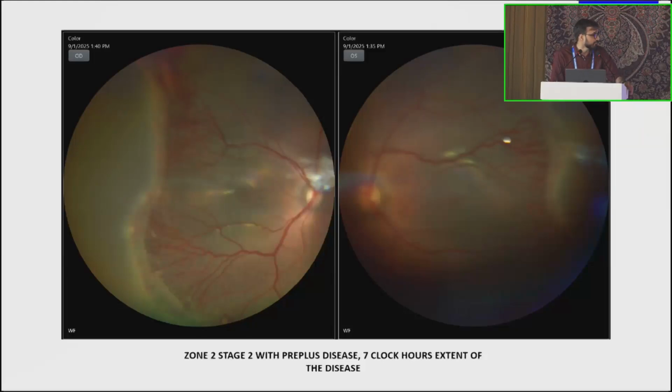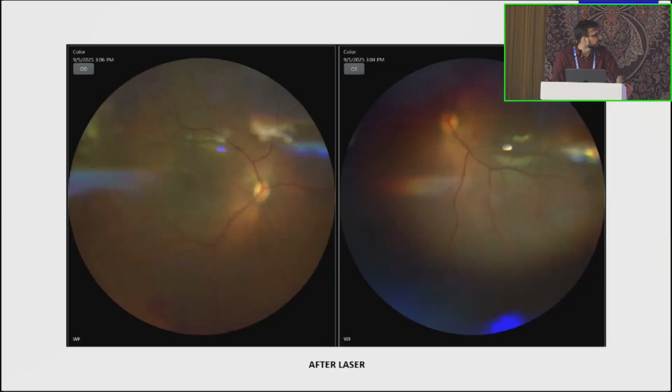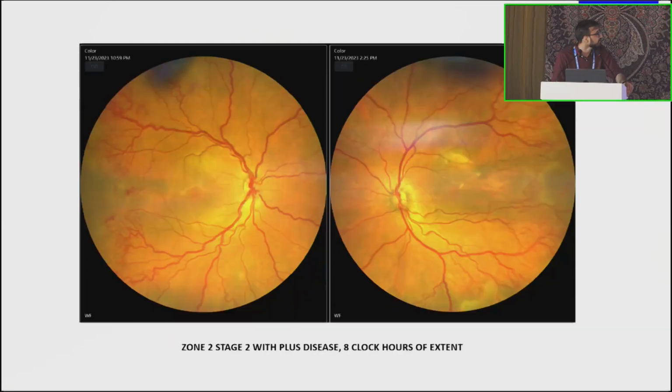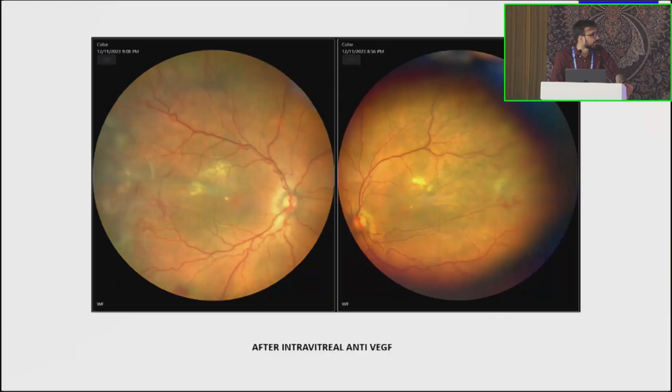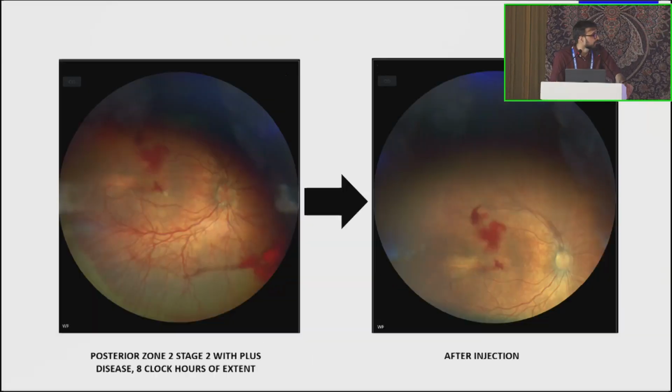Zone 2, stage 2 with pre-plus disease, 7-hour clock extent of the disease, and after laser there is resolution of the pre-plus disease and better regression is also seen. This is zone 2, stage 2 with plus disease with 8-hour clock extent. This is before and after injection. And also in patients with zone 1 disease, posterior zone 2 stage 2 with plus disease, 8-hour clock extent, after injection showed quite good regression.